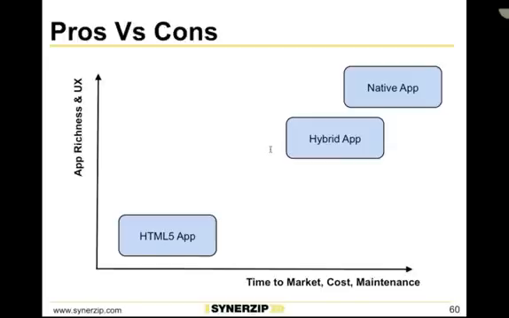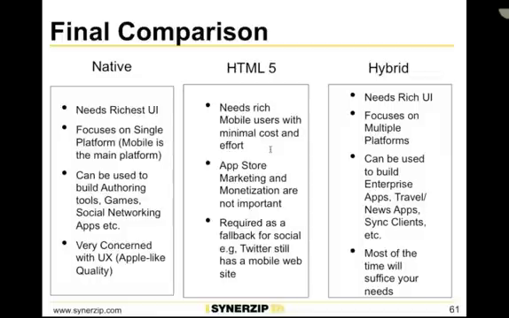In terms of app richness and time to market, this is a good indication. HTML5 applications would be fastest to the market with the lowest cost, but will be the least rich. With hybrid applications, along with the HTML5 features, you will be able to access things like camera, contacts, and other phone features. So the app richness increases, and time to market also increases. Native has the maximum app richness and maximum time, cost and maintenance.